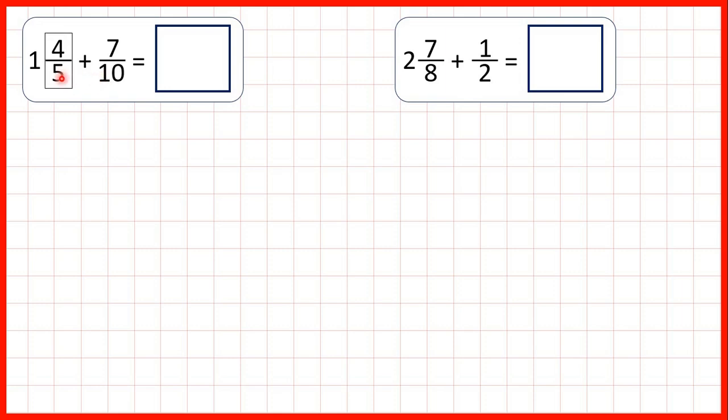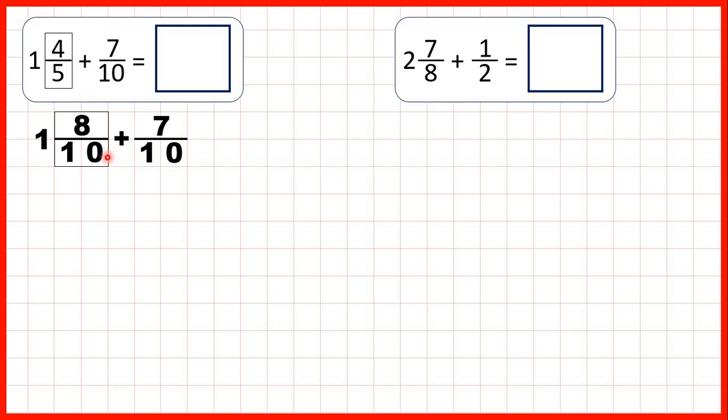10 is in the 5 times table, so instead of 1 4/5, we can write 1 8/10, because to find equivalent fractions we use multiplication. 5 times 2 is 10, 4 times 2 is 8. So we're adding 7/10, but when we add our fractions, the denominator will stay the same, and 8 plus 7 is 15, so we'll get 15/10.